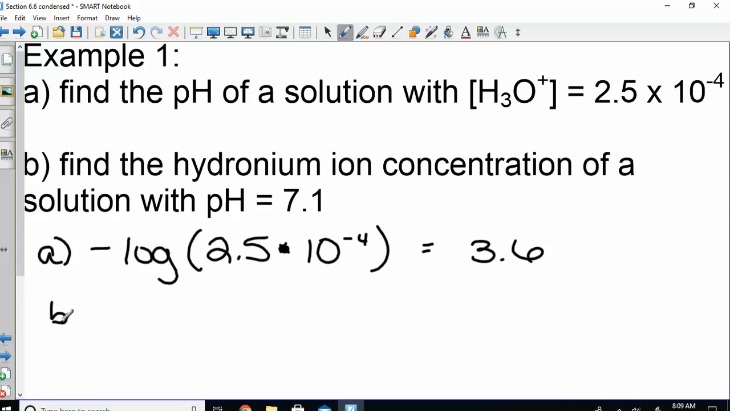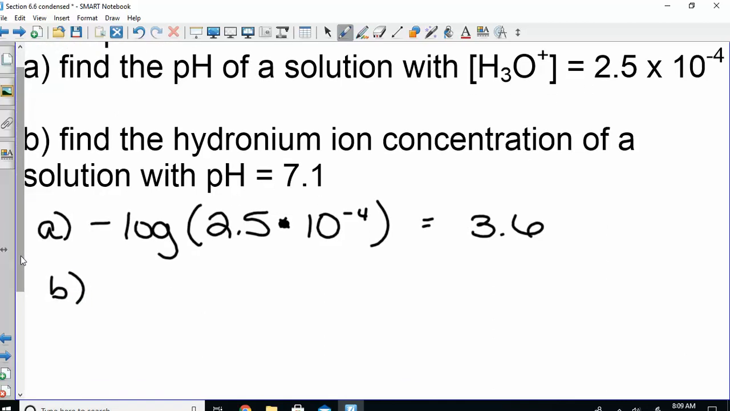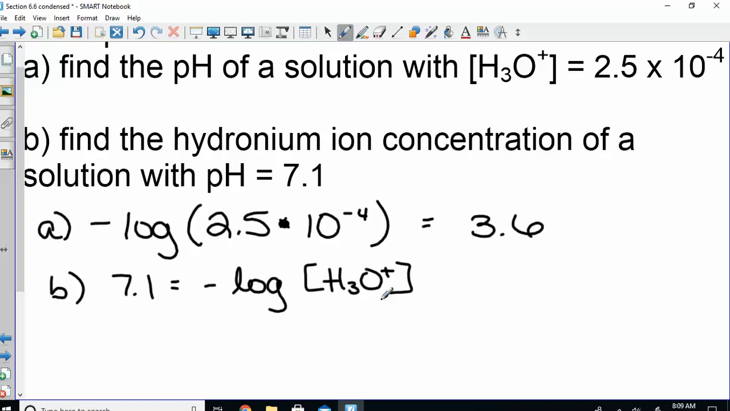Part B. So I switched the question this time. I want the hydronium ion concentration if I know the pH is 7.1. So I am going to plug the 7.1 in for the pH in the formula, and that's the negative log of the hydronium ion concentration there. So now we just have to figure out how to solve this.